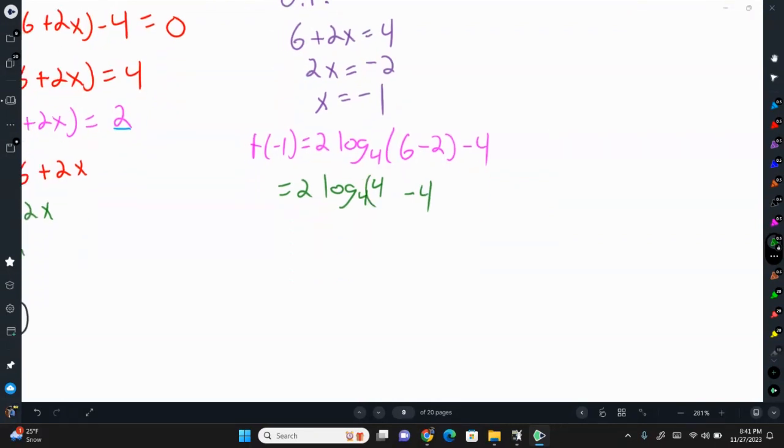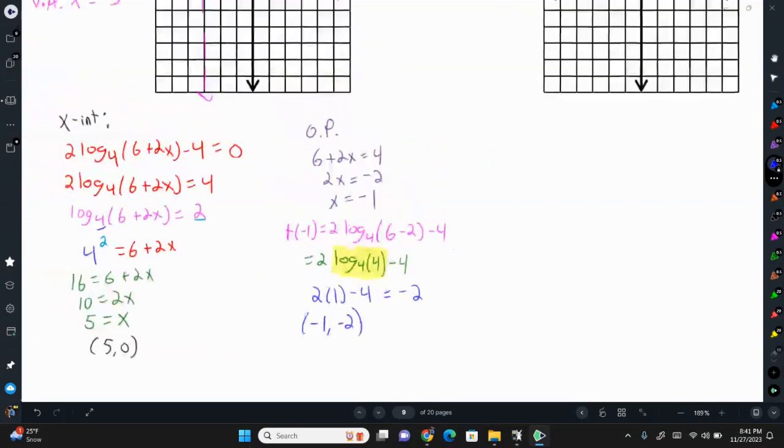We should put parentheses around this 4 so that we know that the -4 is not part of the log. This part right here is equal to 1. So we have 2 times 1 minus 4, which is -2. So -1 comma -2 is our other point.